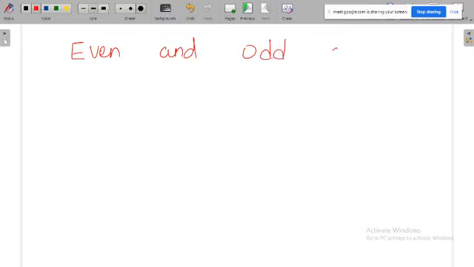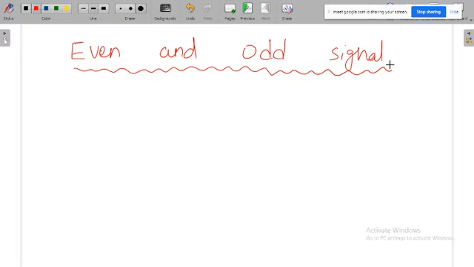Even and odd signals. Before going into the mathematical equations related to even and odd signals, we'll see some graphical representation: once a signal is given, how to tell whether it is an even signal or an odd signal, just with graphic visualization.